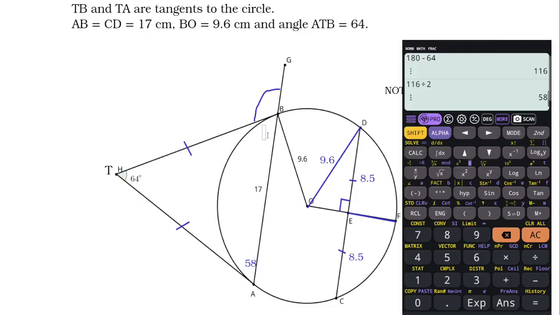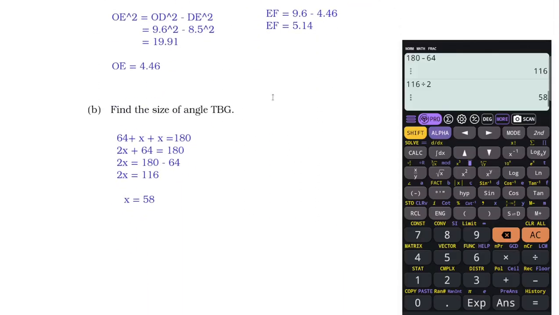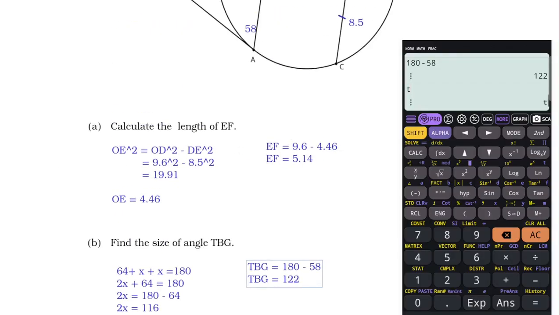So this is 58 degrees. This is 58 degrees. Now finding that angle there, those are angles on a straight line, so you can just subtract from 180. Angle TBG is equal to 180 degrees minus 58, which gives me 122 degrees. And basically that's the solution for this question. Thank you.